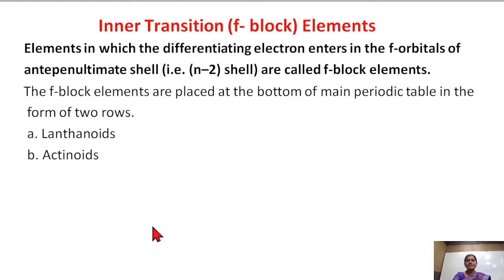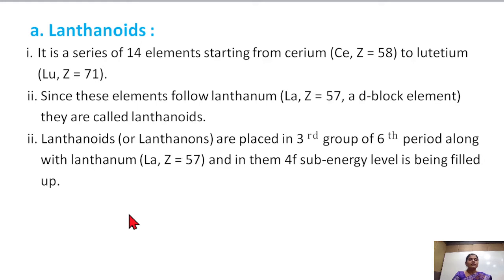The F block elements are placed at the bottom of the main periodic table in the form of two rows. The two rows are lanthanoids and actinoids. These are two series, the lanthanoid series and the actinoid series. First of all, we will see the lanthanoids.